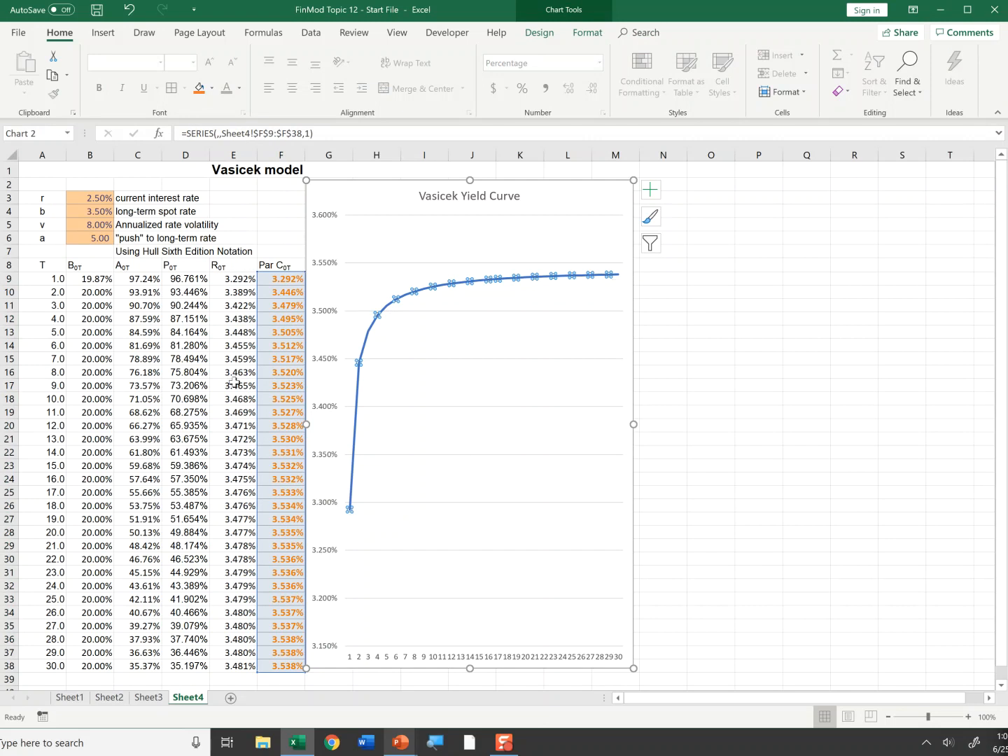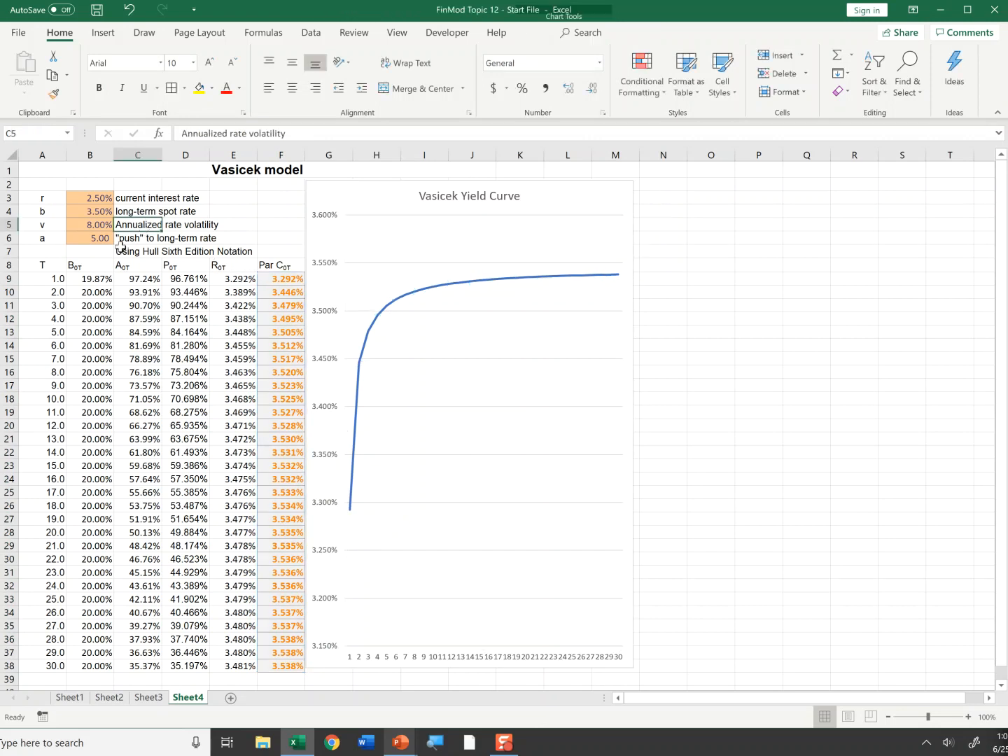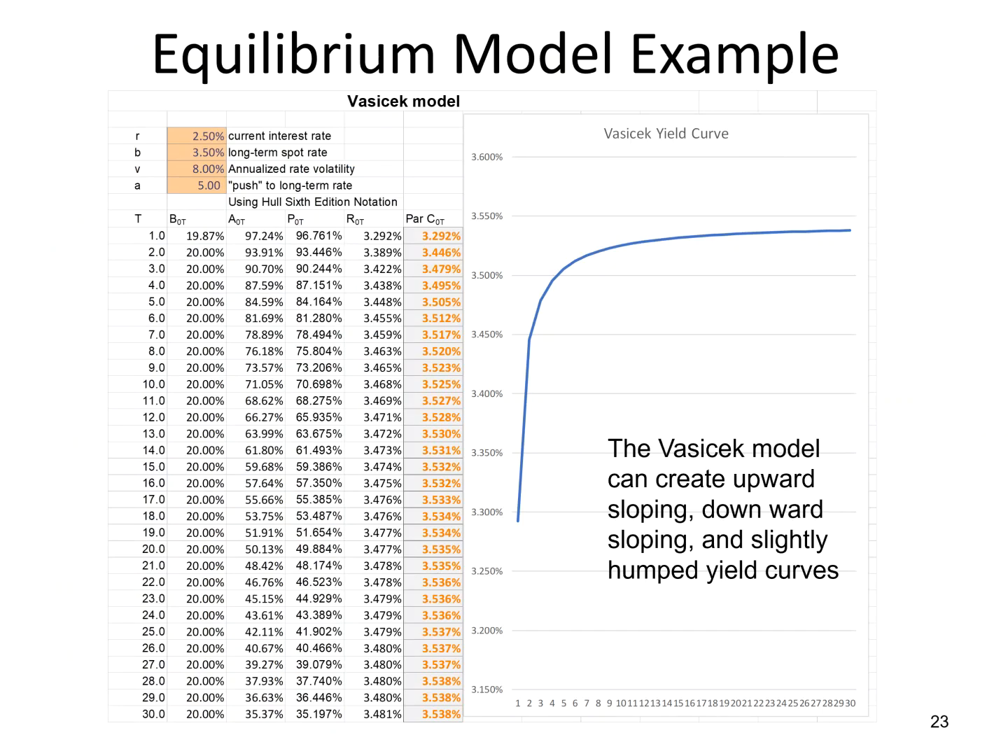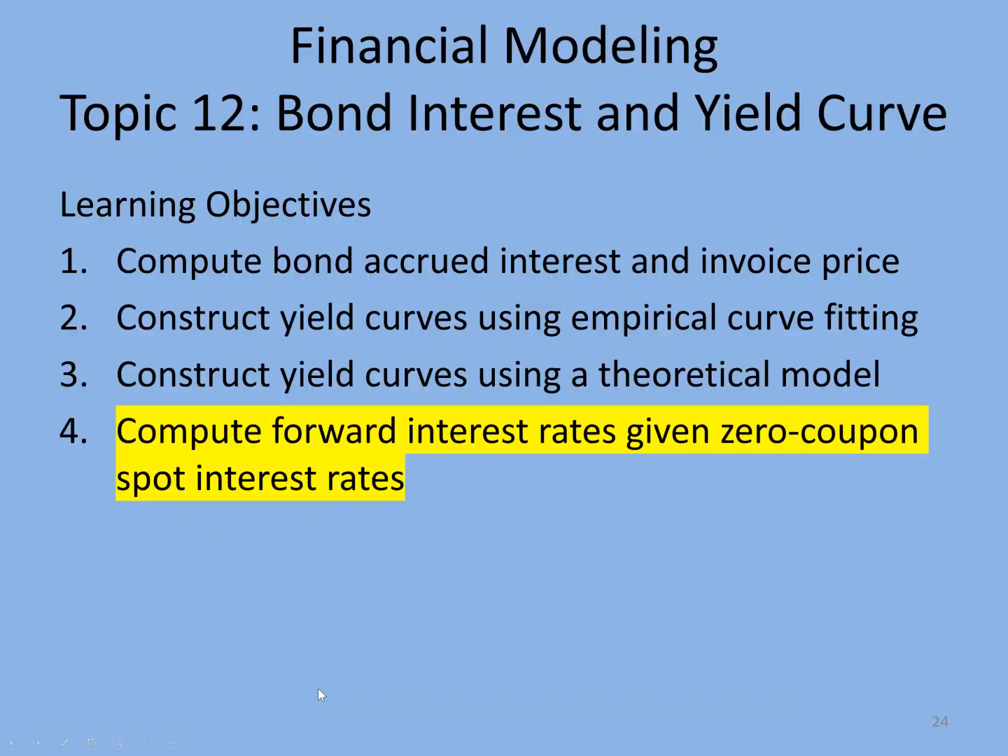So it looks like, based on these assumptions, that current short-term interest rate is going to rise to come up to the long-term average. And if I start changing the assumptions here, I can go from an upward sloping yield curve to maybe a downward sloping yield curve, or a funky hump-shaped yield curve. So this model allows us to develop yield curves.